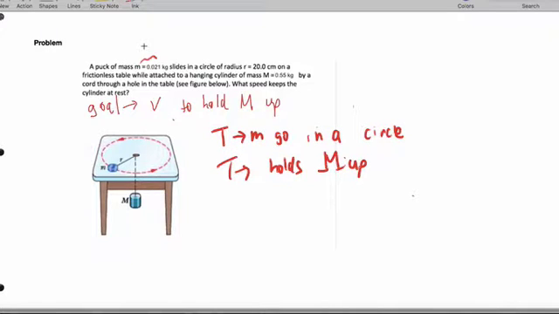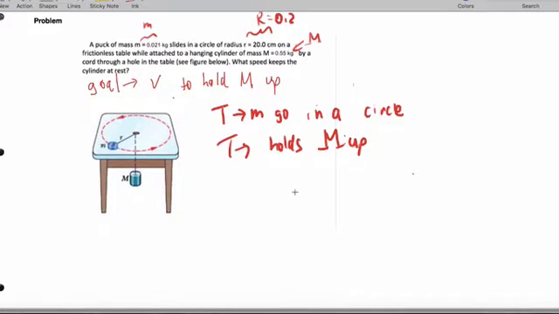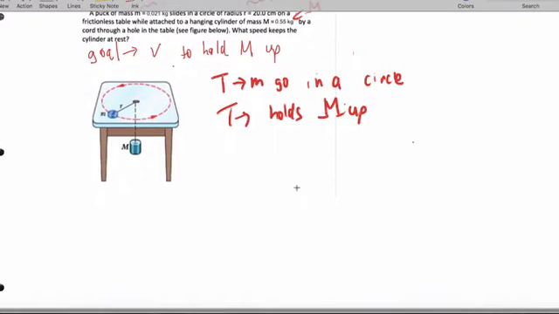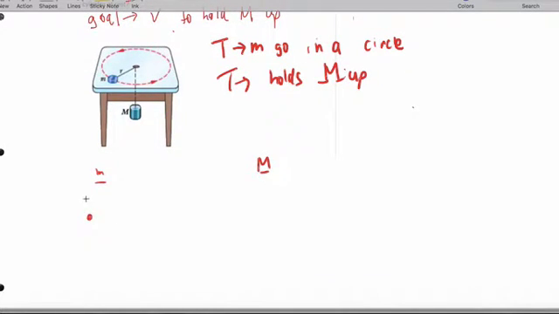So the mass here is 0.021. I have a radius of 0.2. And this is the mass of the second thing. So based on this, now I feel comfortable drawing my free body diagram since I've labeled all my variables. So let's do a free body diagram for little m and a free body diagram for big M and solve from there. So little m, it's got a normal force from the table, it's got its weight, and it's got a tension dragging it into a circular path.